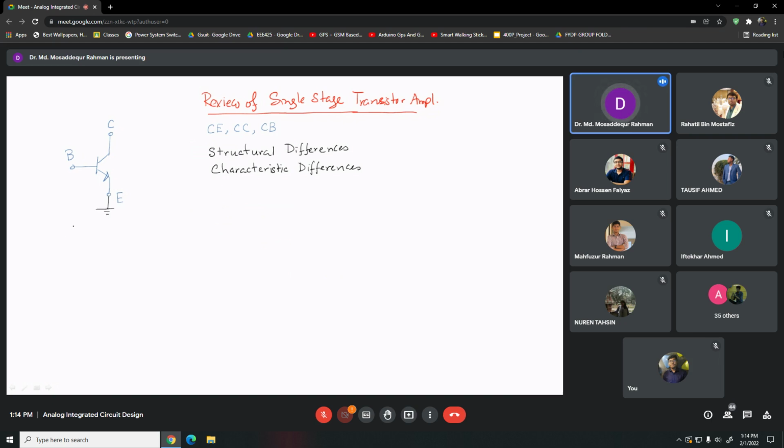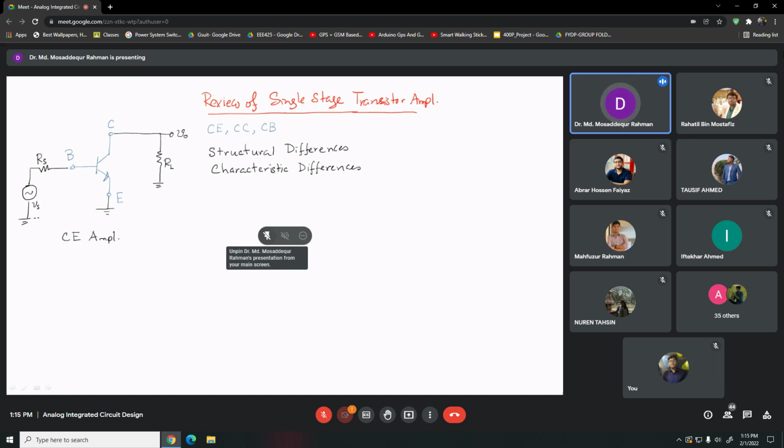Emitter will go to ground, and then we apply signal at the base. Our source signal goes into the base, through our source resistance. And we take the output from the collector. So we connect our load to the collector, or load resistance. It's our output, right? And this is what we call common emitter amplifier.